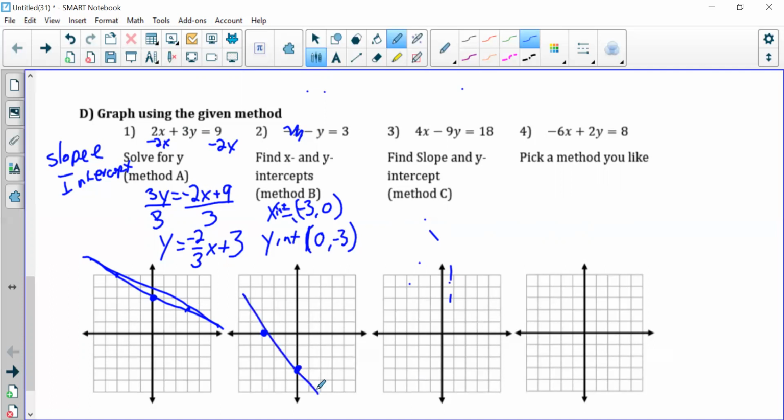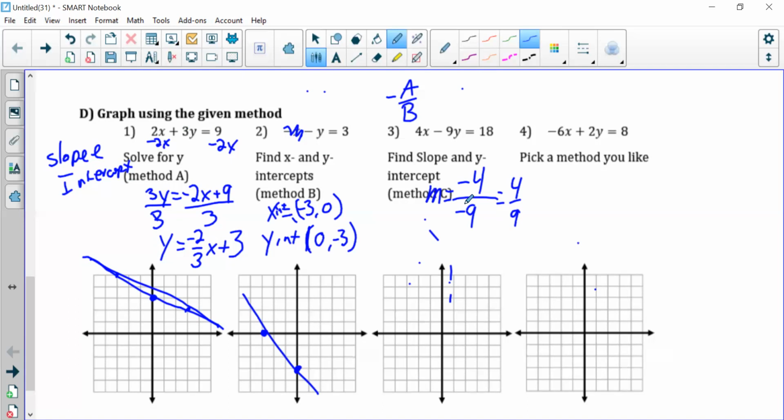All right, next find the slope and the y-intercept. This is method C. So find the slope. This is the negative a over b formula. So a is 4, so negative a is going to be negative 4 over b, which is negative 9. So my slope is 4/9. So we know my slope, but we don't know our y-intercept, do we?